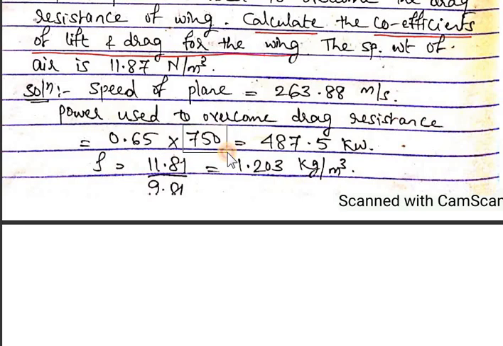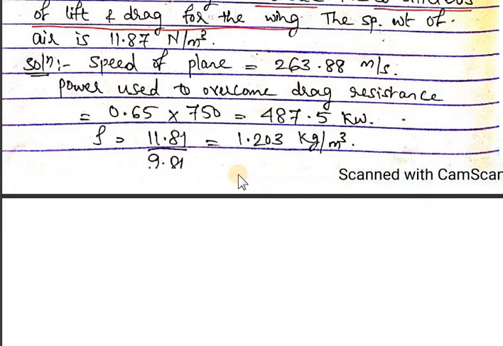You have to understand, once this drag force is overcome, then we can find out whatever power is required to maintain that body in a given floating condition. So that is 0.65 into 750, that is 487.5 kilowatt, which is only used to run the body. The remaining power is only wasted in overcoming the drag. Then density you can find out, 1.203 kg per meter cube.